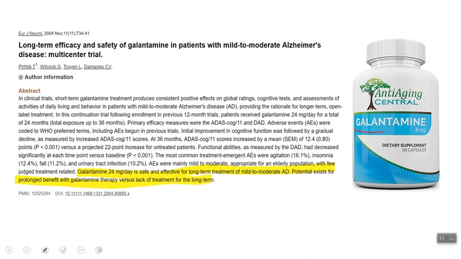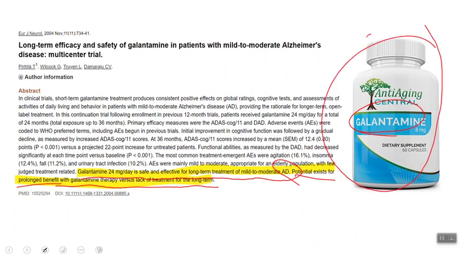Galantamine right here. This is another supplement, and there's lots and lots of research on this. 24 milligrams a day is safe and effective long-term treatment for mild to moderate AD, which is Alzheimer's disease. Potential exists for prolonged benefit with galantamine therapy versus lack of treatment alone. So what is this saying? This is saying that this is a supplement that you can take. This actually supports neural chemistry in your brain to start supporting your memory. These are supplements, proven fact that you can do that.